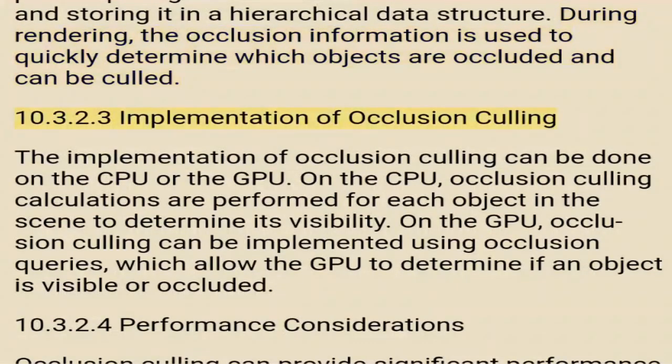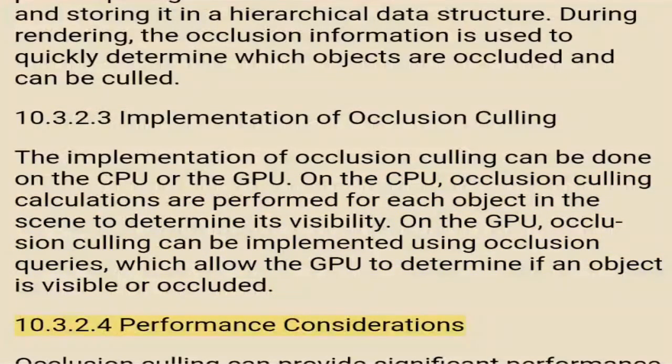10.3.2.3 Implementation of occlusion culling. The implementation of occlusion culling can be done on the CPU or the GPU. On the CPU, occlusion culling calculations are performed for each object in the scene to determine its visibility. On the GPU, occlusion culling can be implemented using occlusion queries, which allow the GPU to determine if an object is visible or occluded.